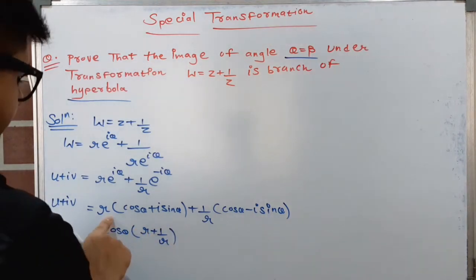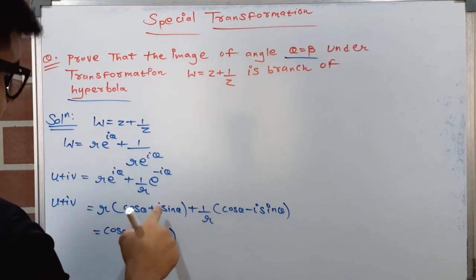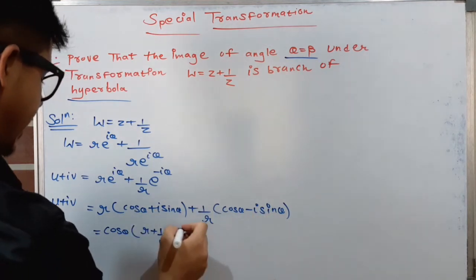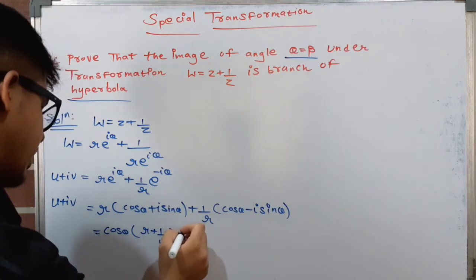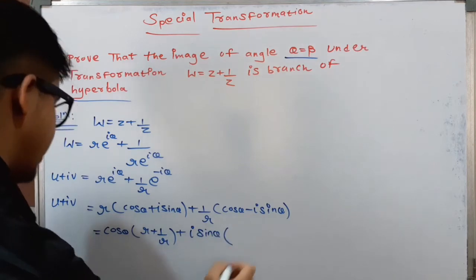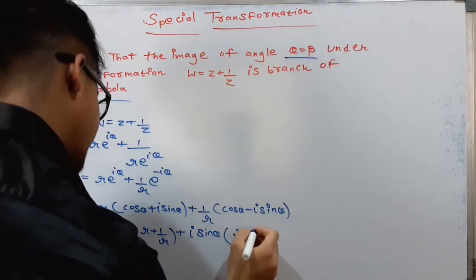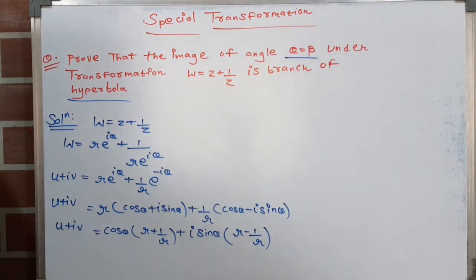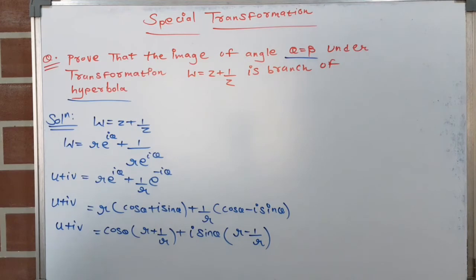Okay. Now this R into plus I into sin theta and this 1 upon R into minus I into sin theta can be taken on one side. So we will get plus I into sin theta into R minus 1 upon R. Okay, so observe it. So U plus IV equals to cos theta into R plus 1 upon R plus I into sin theta into R minus 1 upon R.